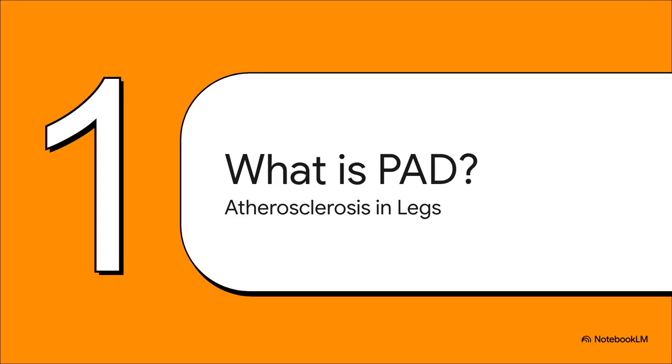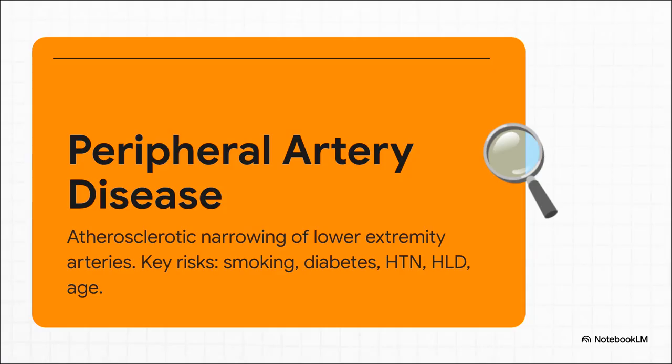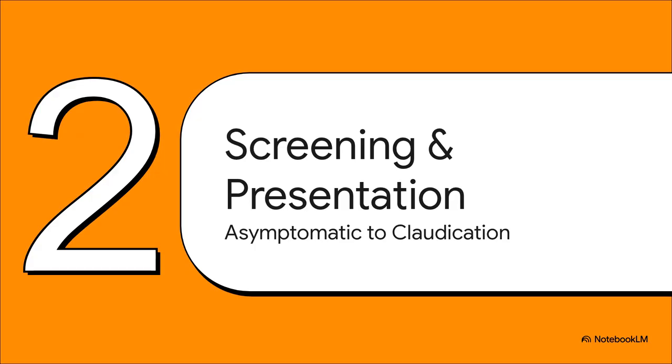Okay, so first things first, when we're talking about PAD, what are we really talking about at its most basic level? At its heart, PAD is just atherosclerosis, but in the legs. It's the exact same plaque buildup you find in the coronary arteries or the carotids. And the risk factors? Well, they're the usual suspects. Smoking is the big one for sure, but also diabetes, high blood pressure, high cholesterol, and of course, just getting older. So we know what it is.